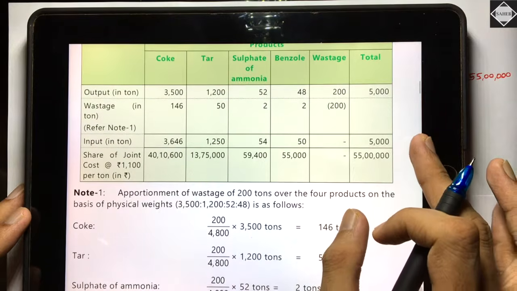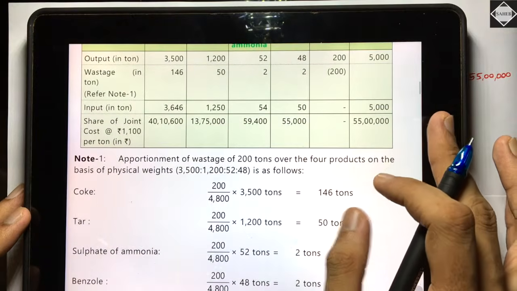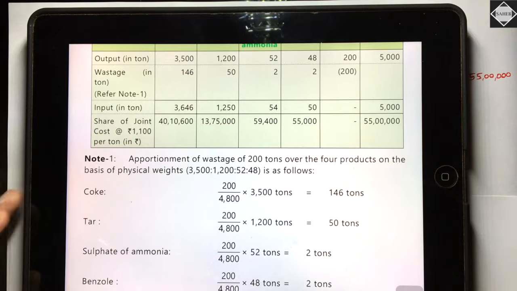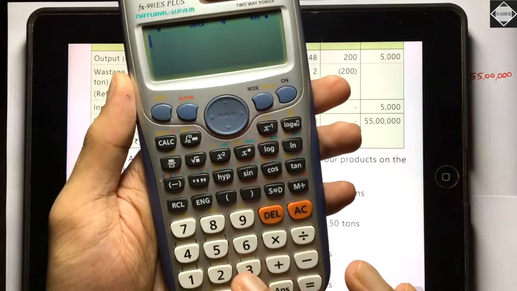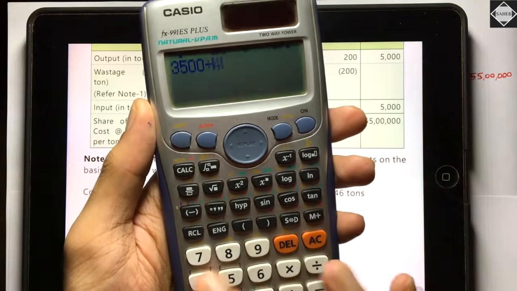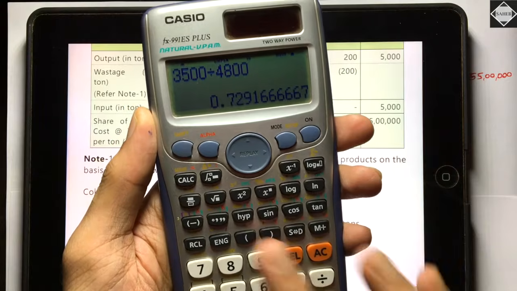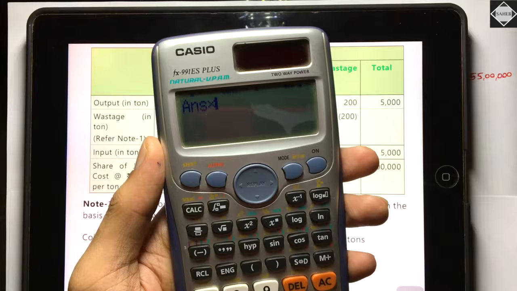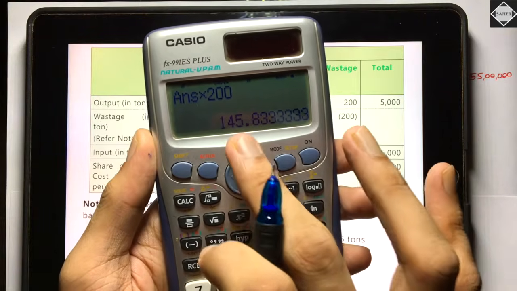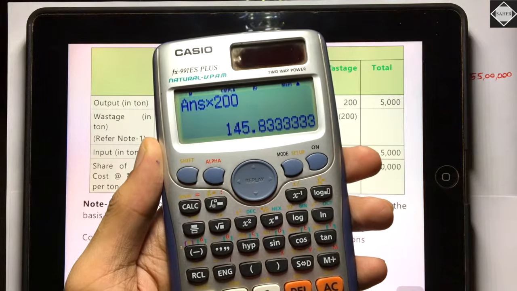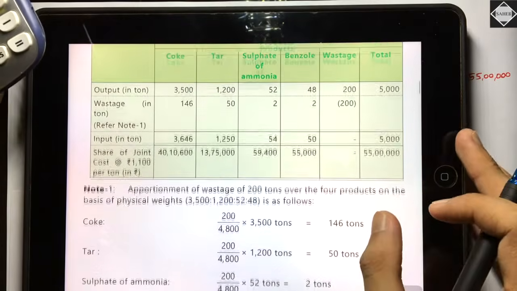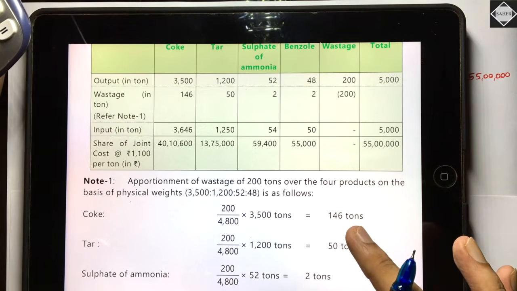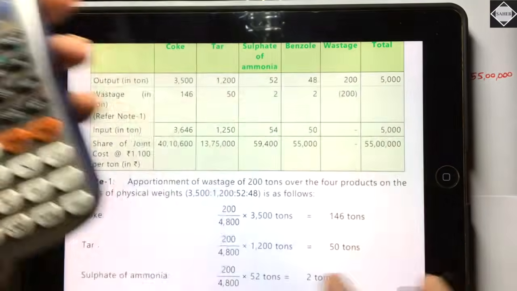Output ratio. Okay, not 5000. You will not take 5000. If you take 5000, then that's wrong, because wastage is there now. So see, this way you have done 3500 divided by 4800 into the wastage, 200. What's the answer? 145.833. But what they have done, they have rounded it off to 146.